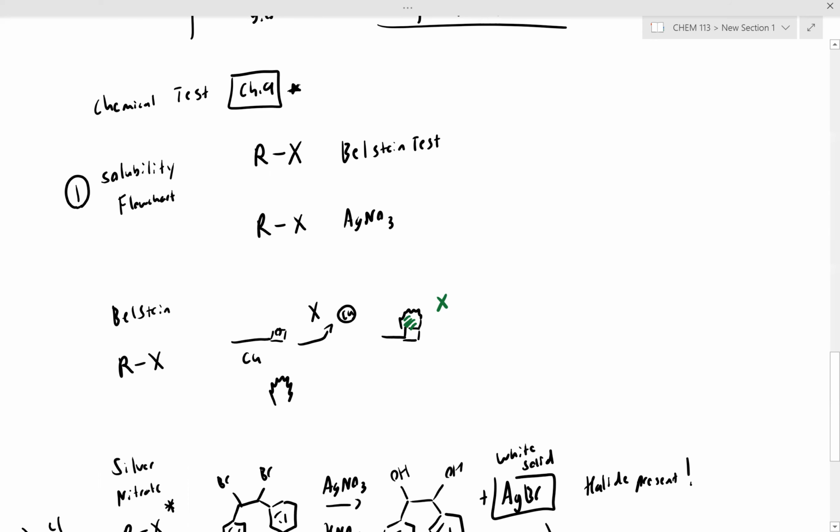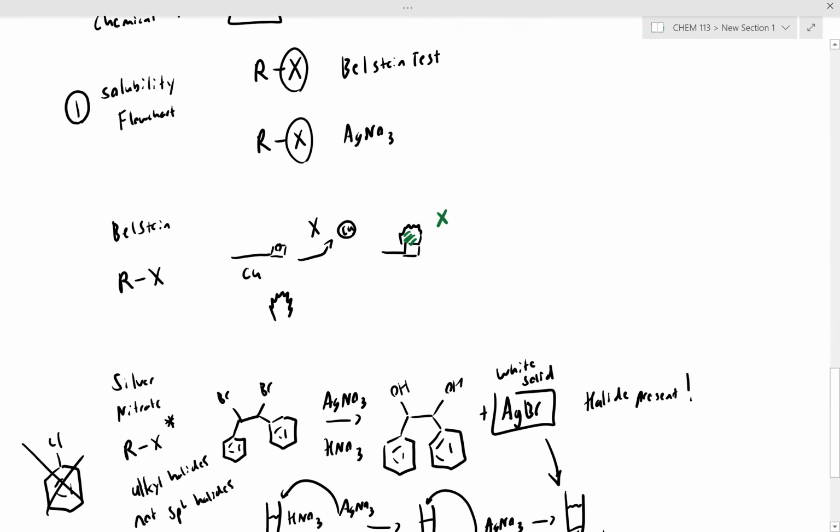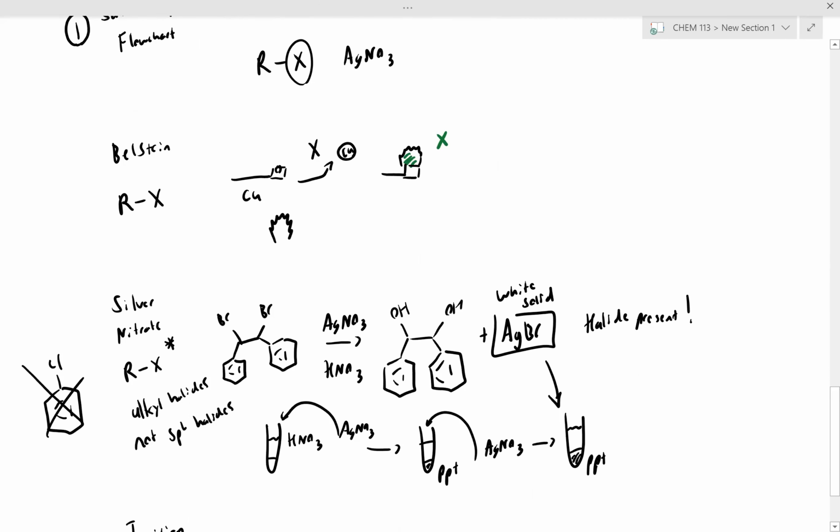And to confirm the presence of unique functional groups, we're going to be doing the Beilstein test and the silver nitrate test. These two tests confirm the presence of an alkyl halide. The Beilstein test is more general for aryl, vinyl, and alkyl halides, while the silver nitrate test is unique for alkyl halides and will not give a signal for aryl and vinyl halides.